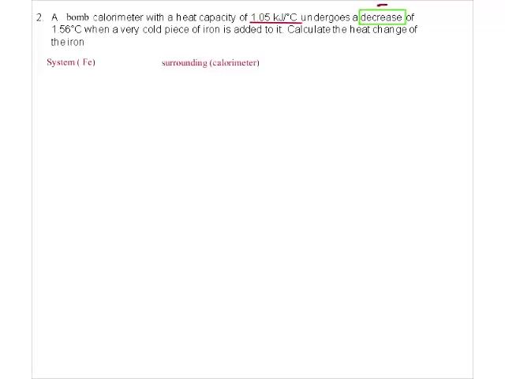because it's going to be a drop of 1.56 degrees Celsius. So when this very cold piece of iron is added to it, we want to calculate the heat change of the iron. So the iron is what we're studying. We have no idea what it is. We want to figure out Q of the iron. And what do we know about our calorimeter? Well, we know its heat capacity. It's 105 kilojoules per degrees Celsius. It does not depend on mass, so we don't need to know its mass. We know its change in temperature. It was a decrease of 1.56 degrees Celsius.